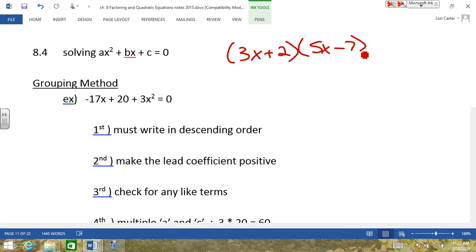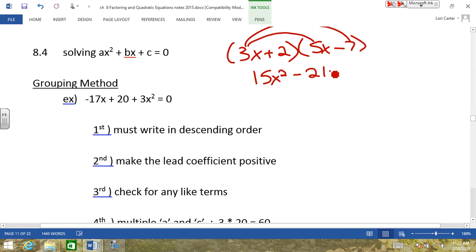What they have in common. You got 15x squared. So this 15 was made up of that 3 and that 5. Okay, then what did you do? No, you took the 3 times a negative 7. Pay attention. You got a negative 21x. And then you took 2 times 5.